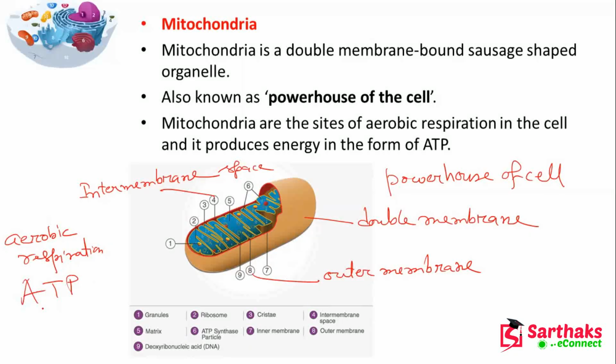So mitochondria is a double membrane bound sausage shaped organelle, and it is the powerhouse of the cell. The main function of the mitochondria is aerobic respiration in the cell, and it produces energy in the form of ATP. Here you can see that the double membrane is there. One is the intermembrane, another is the outer membrane. And this mitochondria is absent in the prokaryotic cell, whereas in the eukaryotic cell, the mitochondria is present. Always you have to remember this thing. Eukaryotic cell, that means there is mitochondria. Prokaryotic cell, there is no mitochondria.